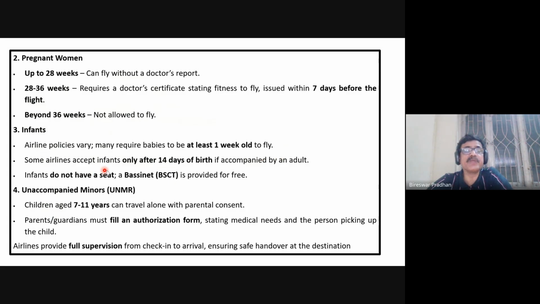Some airlines accept an infant only after 14 days of birth, accompanied by an adult. Infants do not have a seat, but a bassinet is provided for free. Unaccompanied minors: children 7 to 11 years can travel with parental consent. The parent or guardian must fill in an authorization form stating medical needs and the person picking up the child. The airline provides full supervision from check-in to arrival, ensuring a safe handover at the destination.